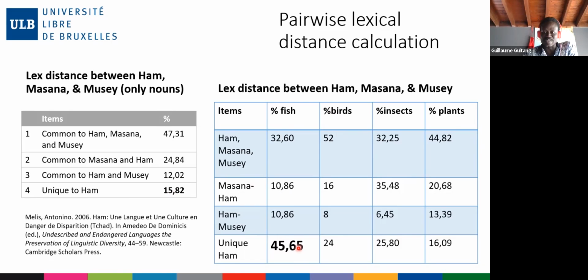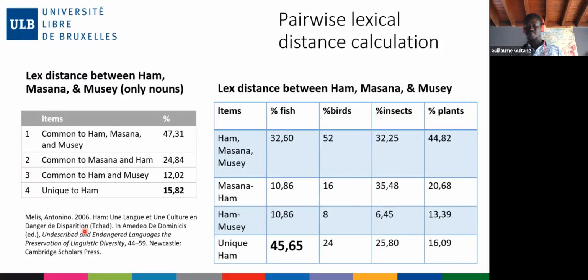Why is this interesting? Melis, in this 2006 paper, makes some advocacy for the description of Ham, because Ham is spoken by less than 5,000 people. And it seems the Ham people have completely changed their way of life and adopted the way of life of the Masa people. In the beginning they were fishermen and now they are becoming pastoralists, just like the Masa people.